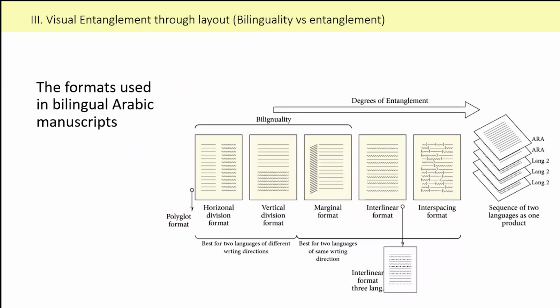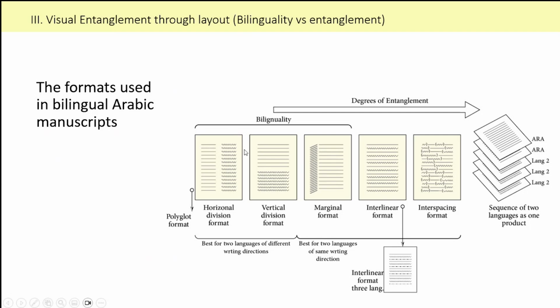The formats of bilingual Arabic manuscripts are summarized in this graph, where we have a horizontal division format with columns, each representing a language, or a vertical division where two languages appear top and bottom, and there is the marginal format where the main body text is in the main area, and then the explanation or the commentary is on the margins.